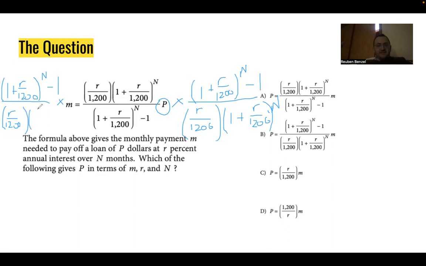I can see that there will be a lot of canceling that goes on. And here's how. This r over 1200, this numerator cancels with that denominator. And this denominator cancels with that numerator. And the only thing that I'm left with is P. And lo and behold, my answer choice that I'm left with is B.